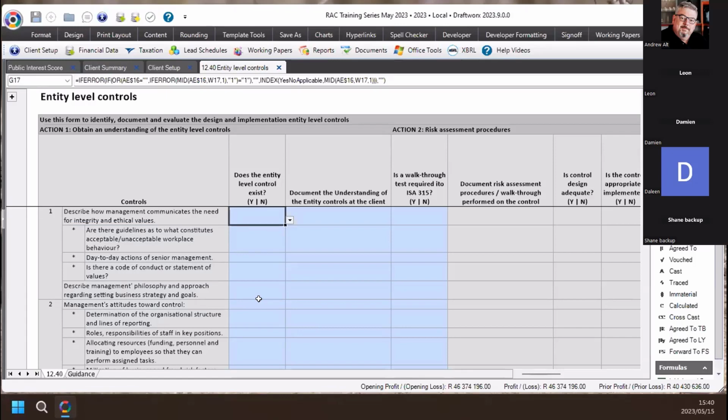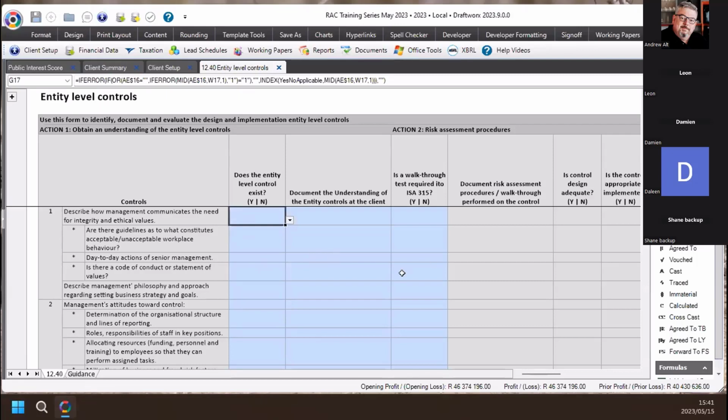The reality is that in a less complex entity, you're going to struggle to find an answer to every single one of these questions that applies within an entity. And that's why the very first question we're asking you in these various sections is, does the entity level control exist? And if it doesn't exist, it doesn't exist. We're not asking you to invent stuff here. We want you to be truthful and honest. That's what we are as auditors.